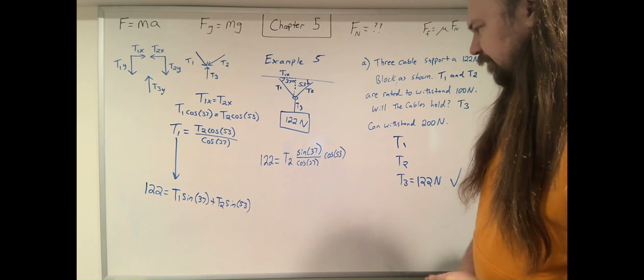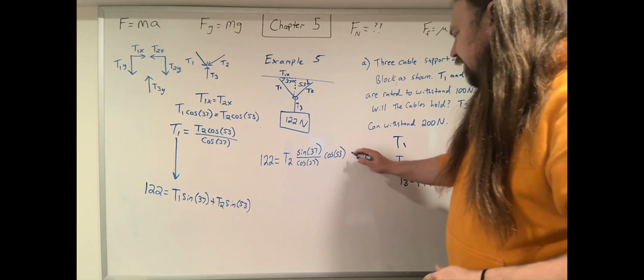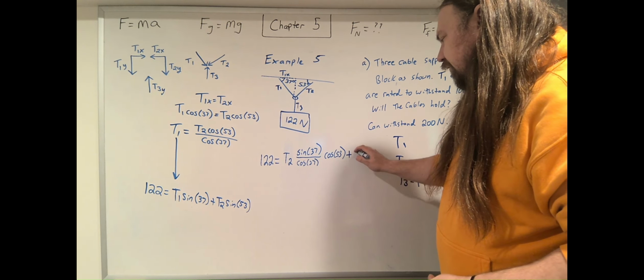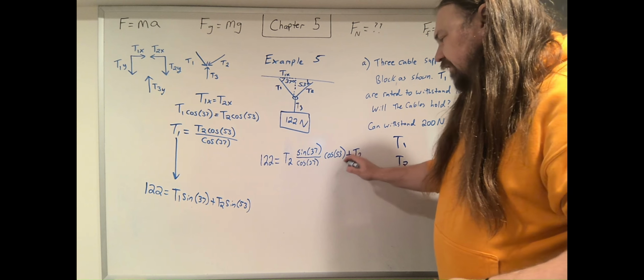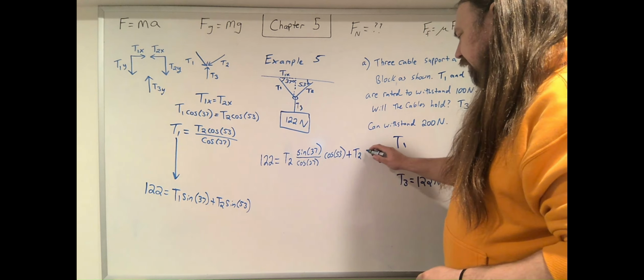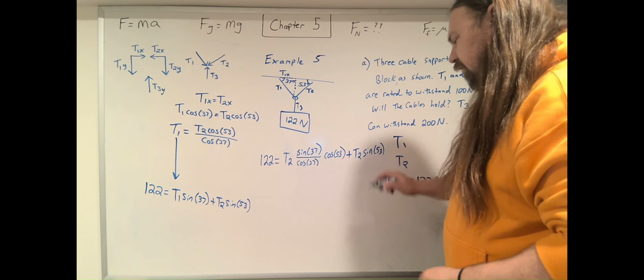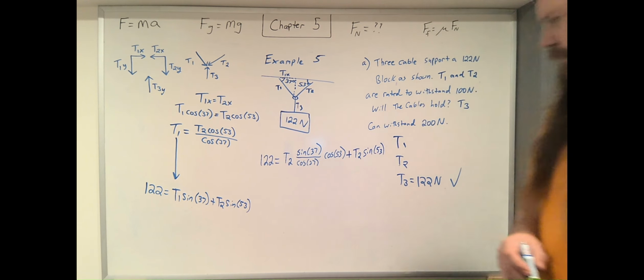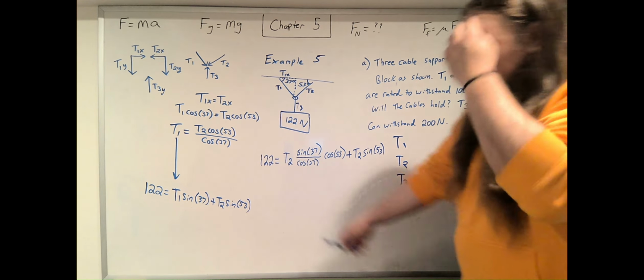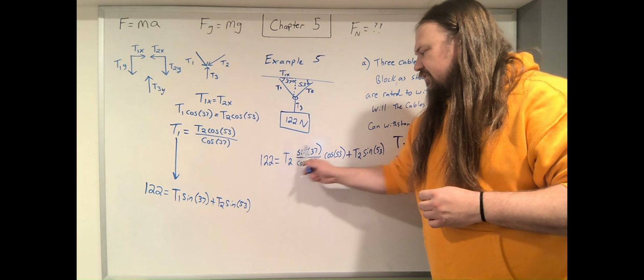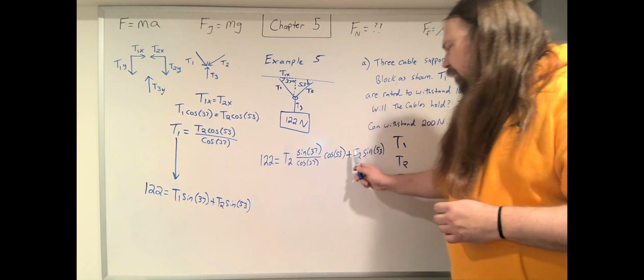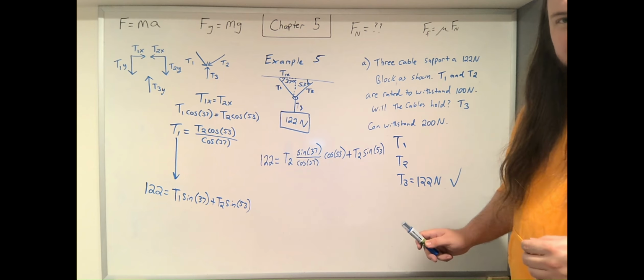It doesn't hurt anything. Now I just need to continue along and say this is equal to, this is plus, I need to finish it, I can't forget about it, plus the sine of 53. All right, so now I've got a number equal to T2 times a number plus T2 times another number.